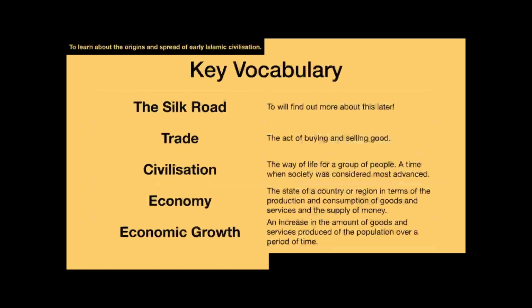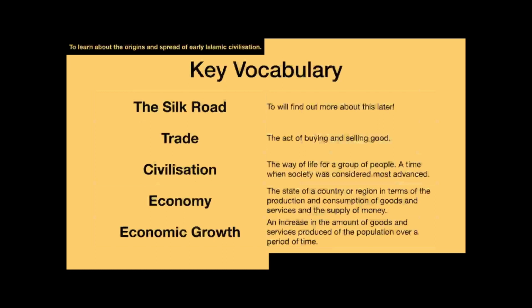Key vocabulary for today is as follows: the Silk Road. Now, you're going to find out more about this later, so I'm not going to tell you exactly what it is right now because that's the focus of today's lesson. Trade. Trade is the act of buying and selling goods. Civilization. This is the way a group of people would live.